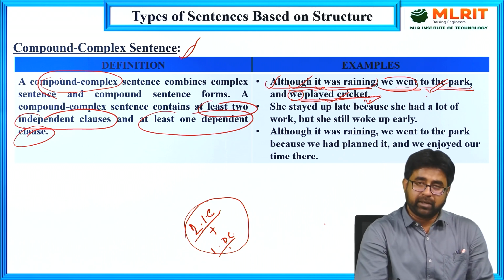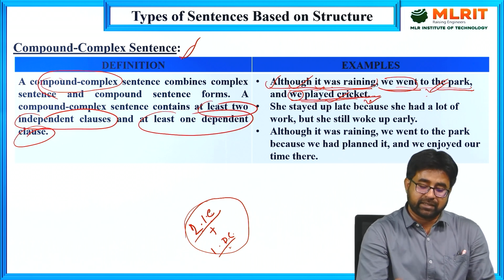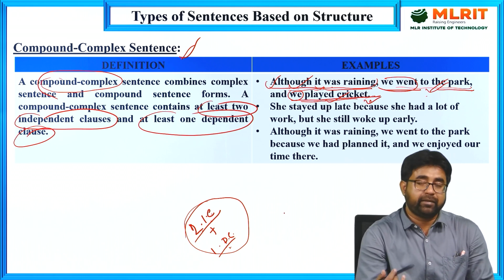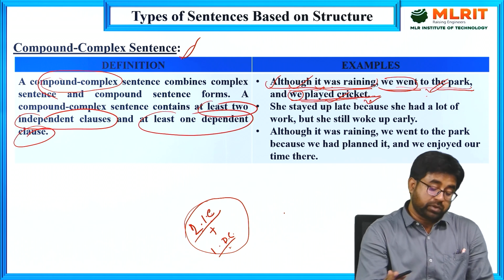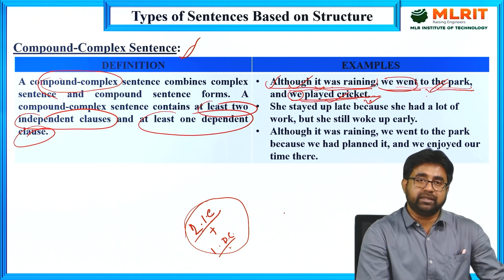So please remember, for your understanding, you should have an idea about what a compound complex sentence is and their structure and examples. But it's better to avoid them in writing or speaking, because sometimes, or most of the time to be precise, they create confusion. So it's better to avoid this.